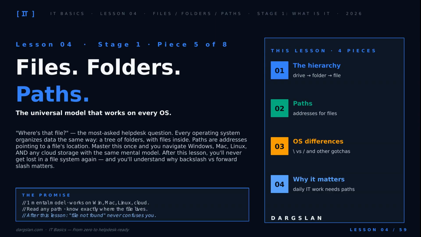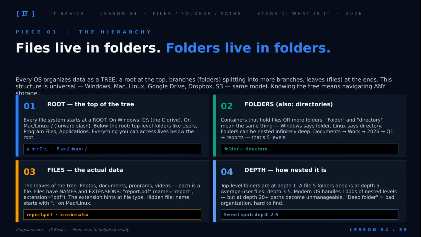The beautiful part? One mental model, a tree of folders with files inside and addresses to find them, works everywhere. Windows, Mac, Linux, and every cloud drive you'll ever touch. By the end of this lesson, "file not found" will never confuse you again. So let's start with the mental model itself.